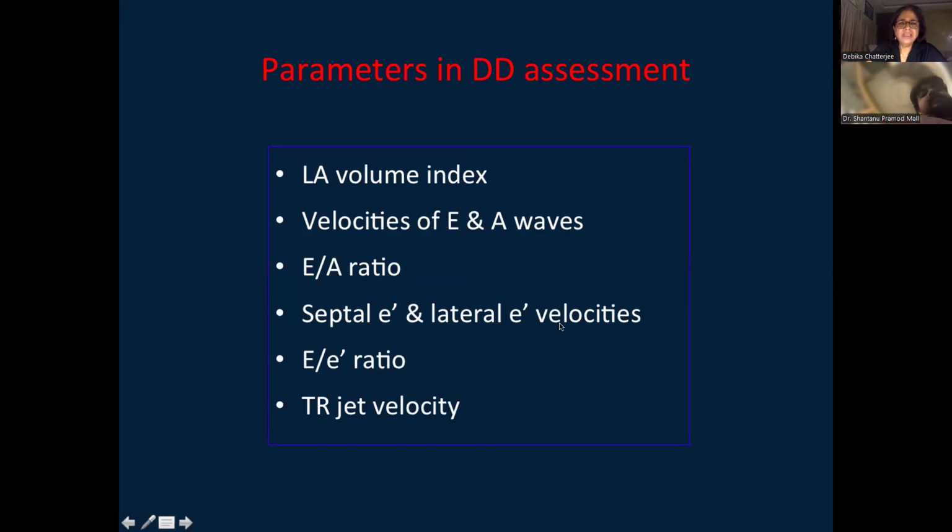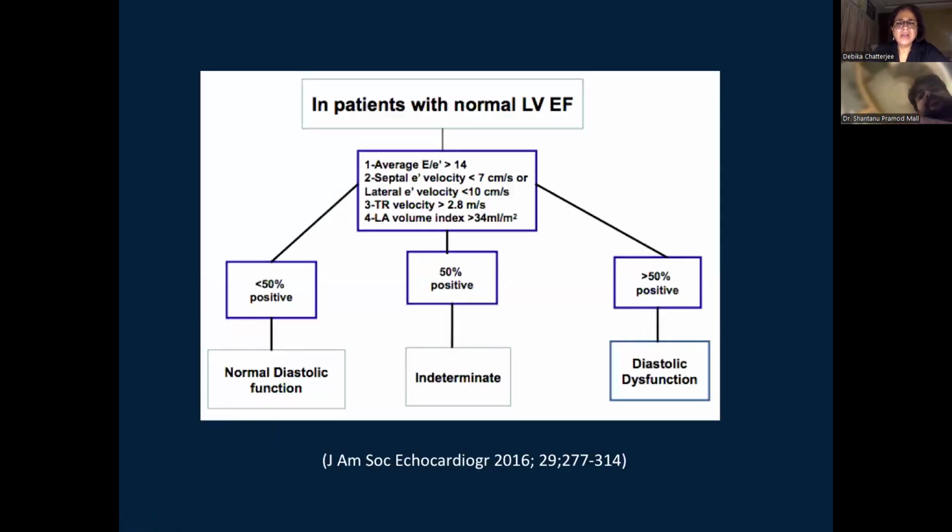Now, utilizing these criteria, the ASE has given us how to diagnose diastolic dysfunction in a patient with normal LVEF, or how to grade the diastolic dysfunction in a patient with myocardial disease with normal or reduced LVEF. Now, see, what is there in the guideline? There are 4 criteria. One is the average E by E prime, which I have already described.